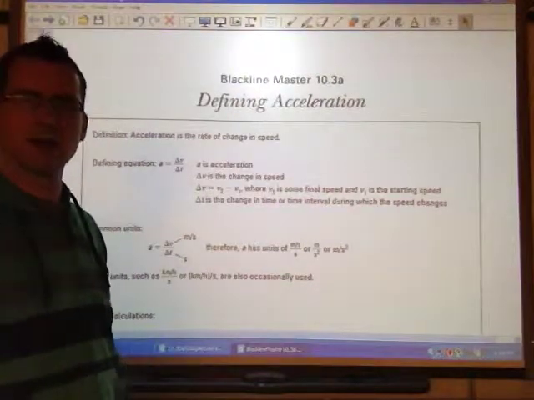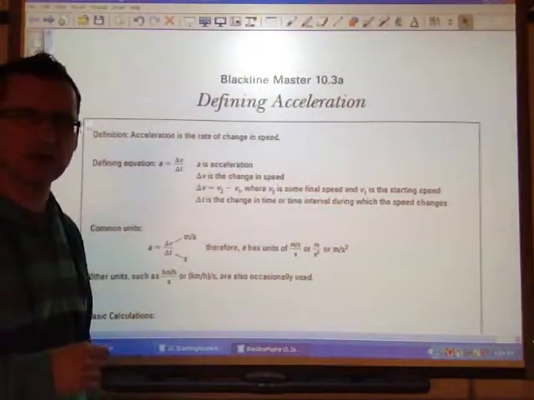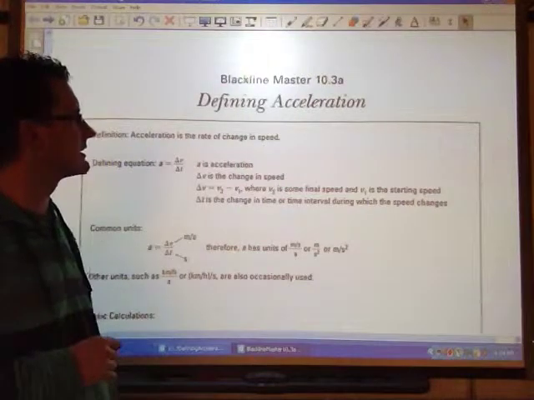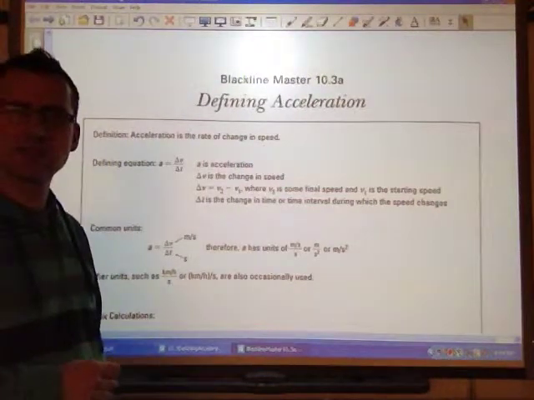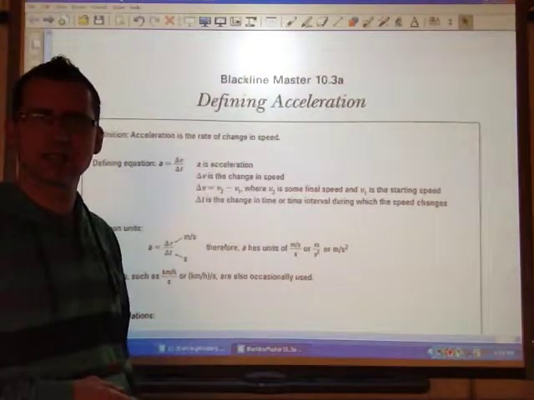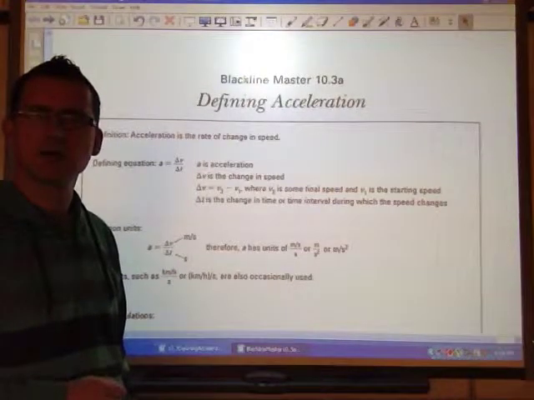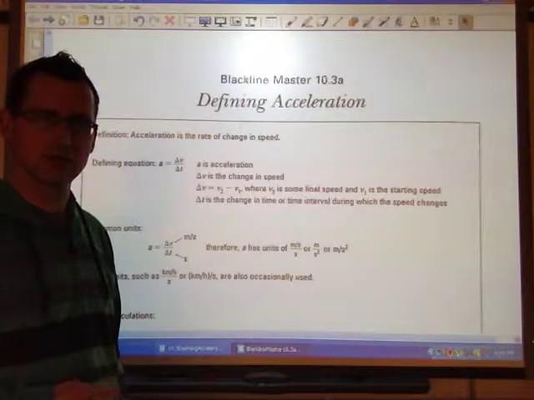Hey Science 10, this video deals with Blackline Master 10.3a, defining acceleration. And in everyday life we define acceleration as an object that's speeding up, but that's not necessarily true. It could be an object slowing down as well.